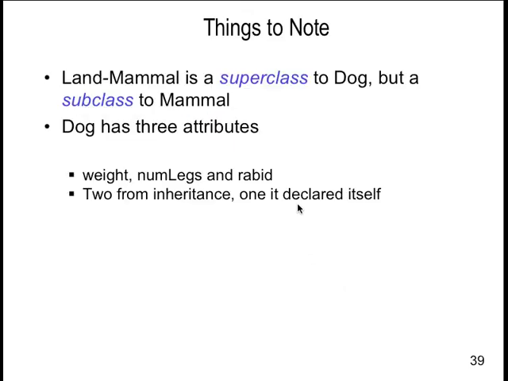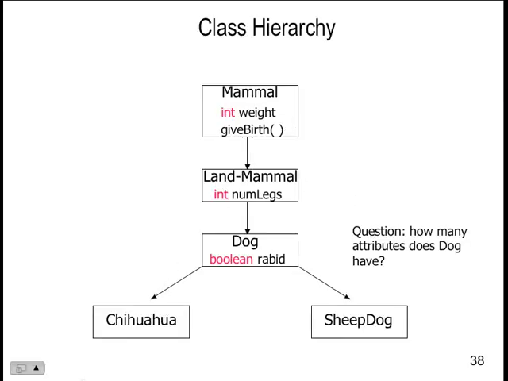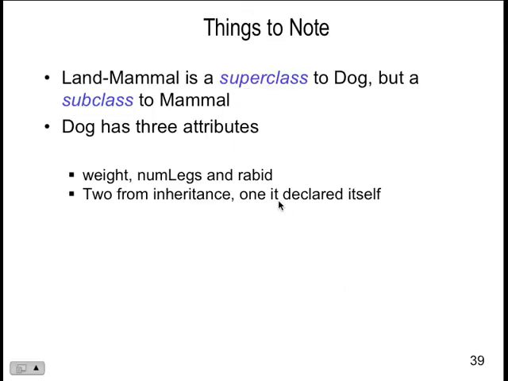So things to note. Land mammal is a superclass to dog, but a subclass to mammal. So this is a superclass to dog because it's above, but it's a subclass to mammal because it's below it. So a class can be both a superclass and a subclass at the same time, which land mammal is in this particular case. And dog has 3 attributes, as we saw before. It has weight, number of legs, and rabid. 2 from inheritance and 1 that it declared itself.